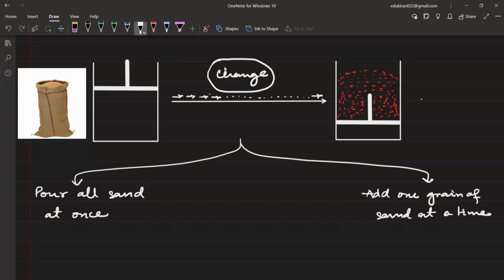Okay, you took the complete thing and you poured all the sand down. And once you pour all the sand down, do you think you can change it? Can you stop the process in between while you are pouring it down? Tell me, guys. In between the change, can you go back to the initial state? Yes or no? While pouring the complete thing down, can you go back to the initial state? No, right? That is an irreversible process.